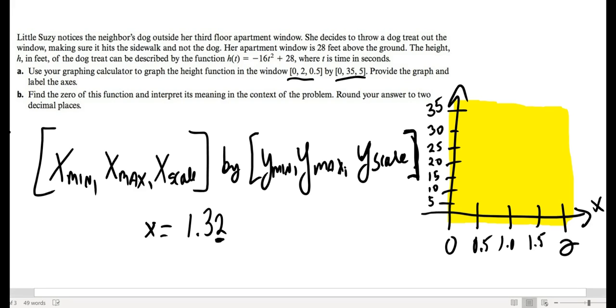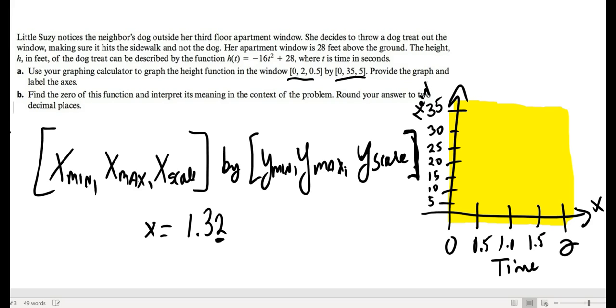It asks us to interpret the meaning in the context of this problem. If you remember, this was the path of our dog treat that we're throwing out the window. So our x-axis was time, and our y-axis was height. So when it falls to the ground, it will be 1.32 seconds.